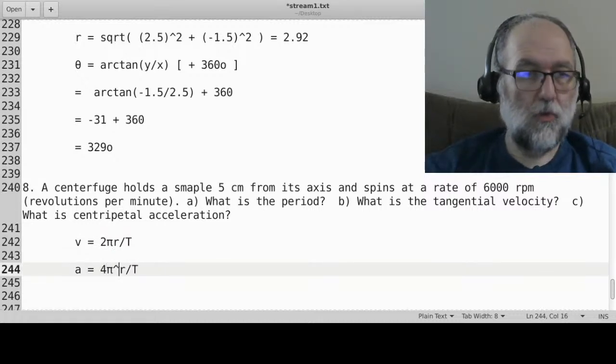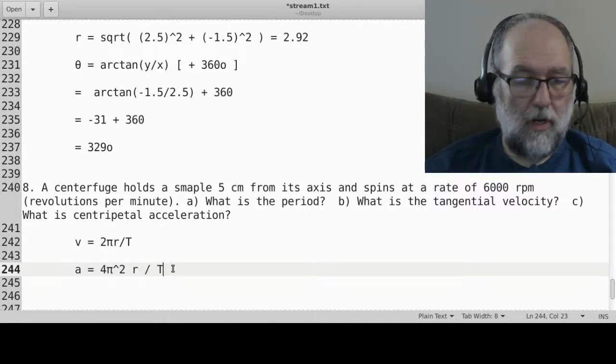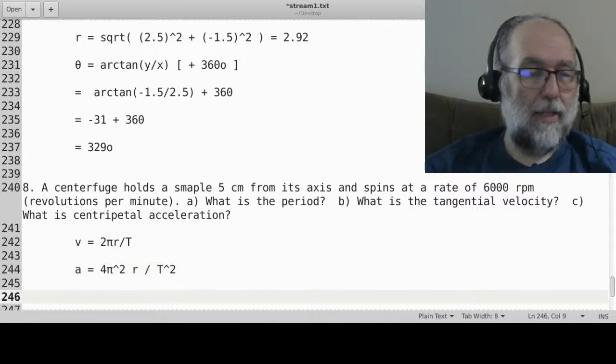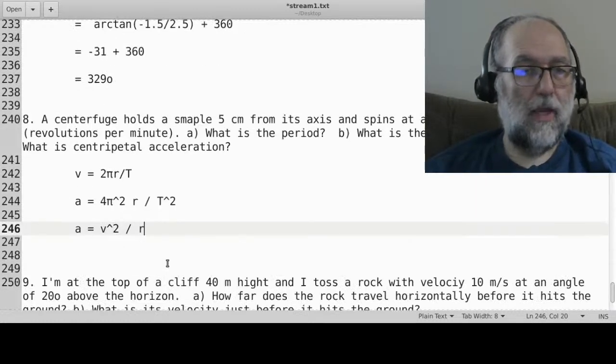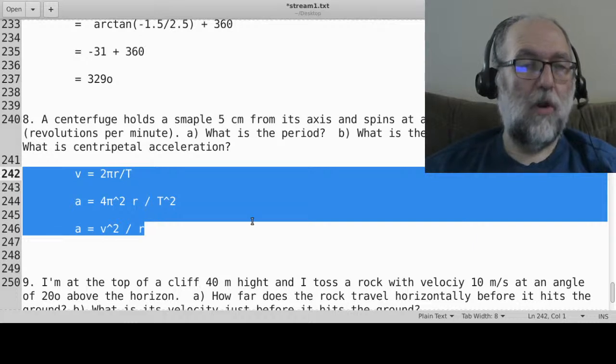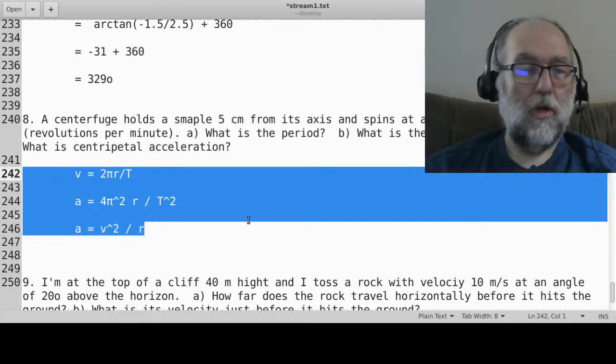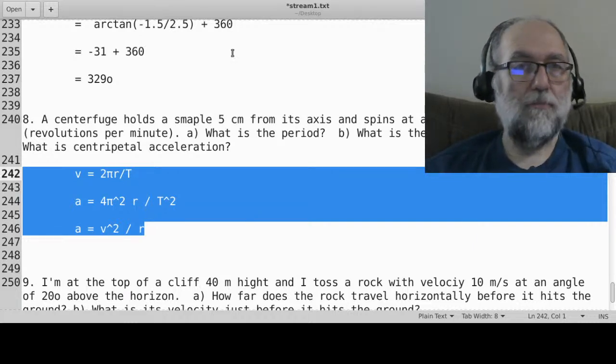4 pi squared r divided by t squared. And the other one is a is equal to v squared divided by r. Okay, so there are the 3 formulas that you need for uniform circular motion.